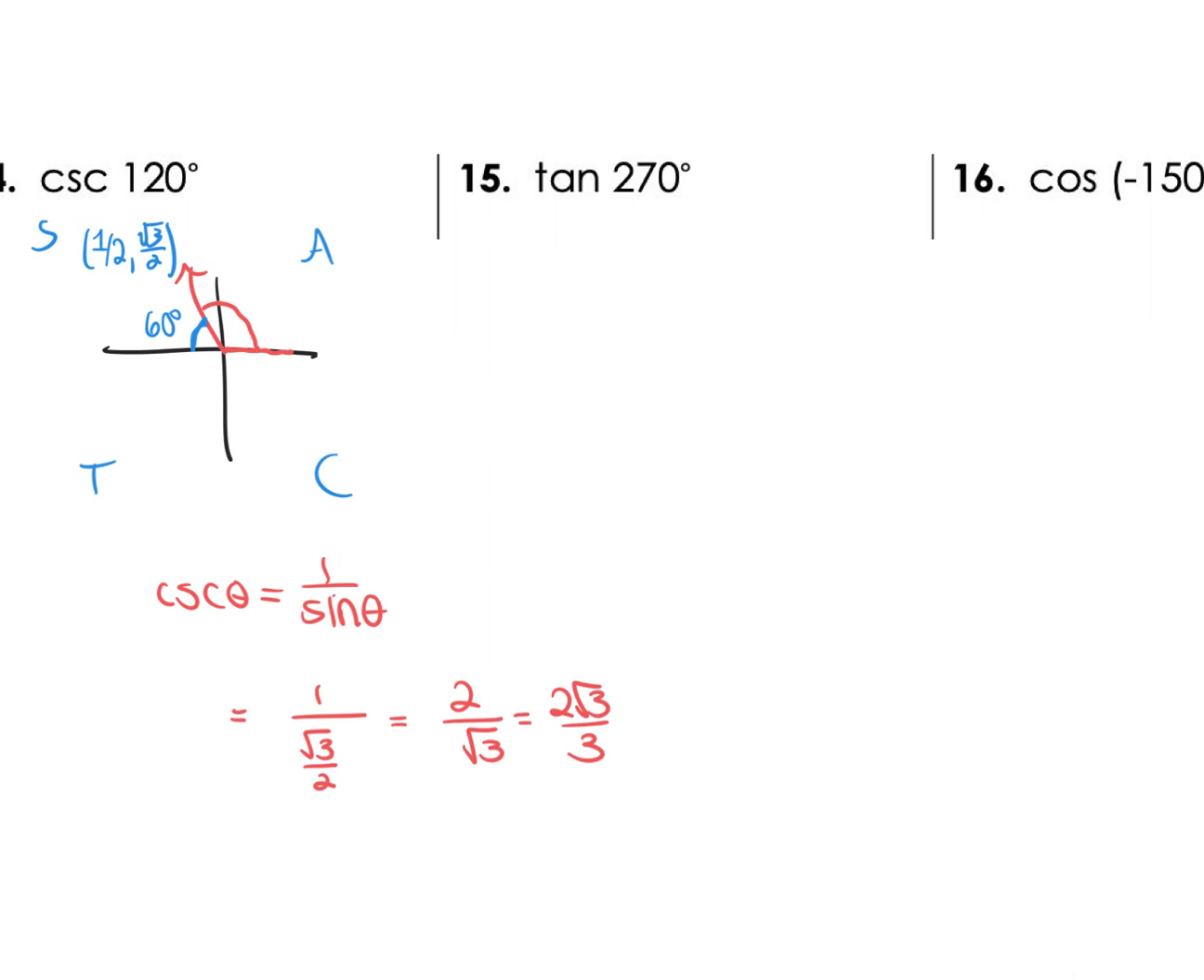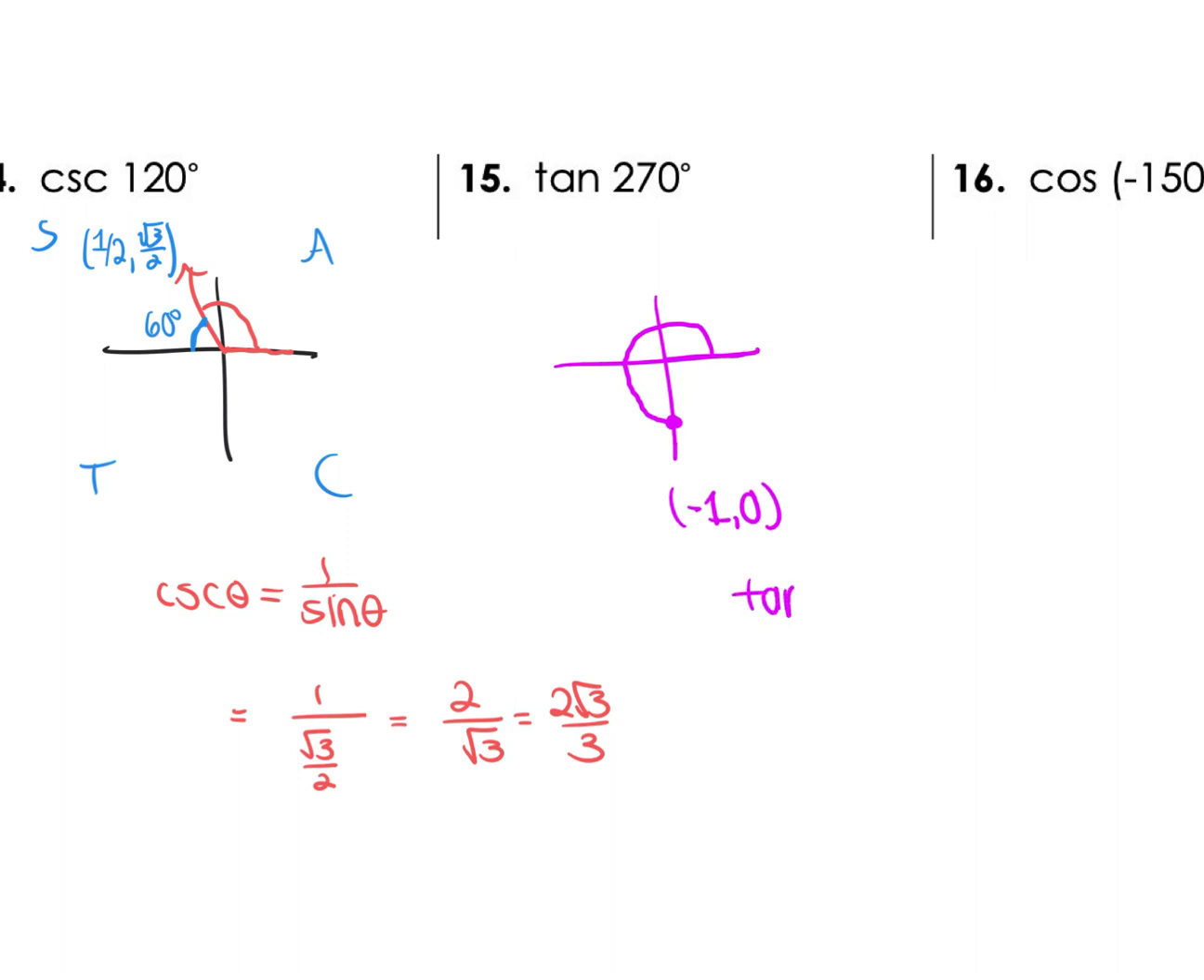Now for tan of 270 degrees. So we're going to go ahead and graph 270 degrees. That's an increment of 90 degrees. So it's actually going to live down here. This point here is -1, 0.